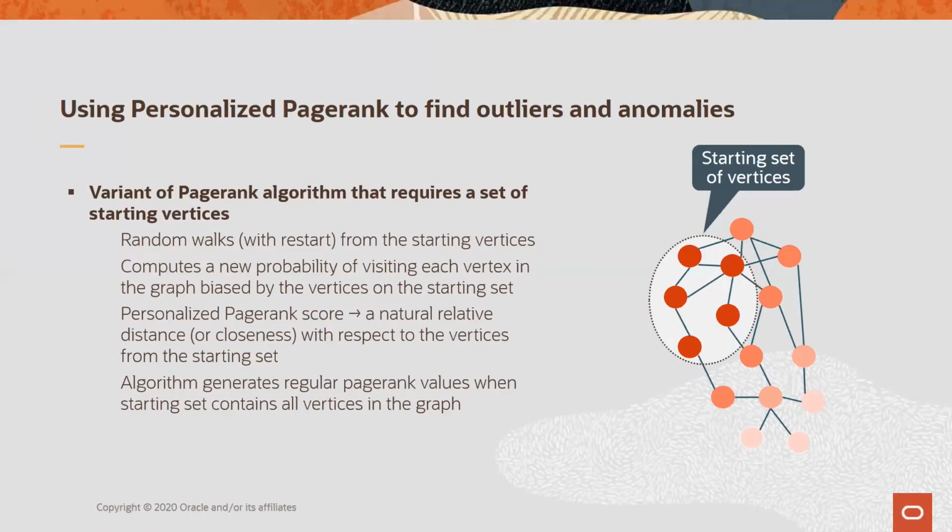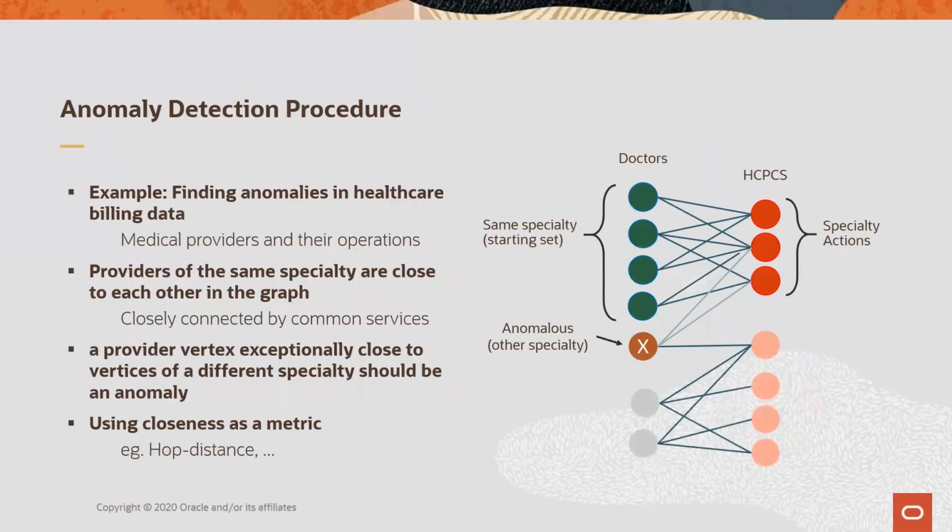We can use this concept of closeness to distinguish between those entities which are close to the starting set and those which are far away from the starting set. That helps us in the anomaly detection, which I was using here in this healthcare data set, to identify, first of all, from the doctors in the starting set, the services which are close to the starting set, which are the services performed by the starting set many times, which are typical for the starting set. So that would be the specialty actions, in this case maybe for the cardiologists.